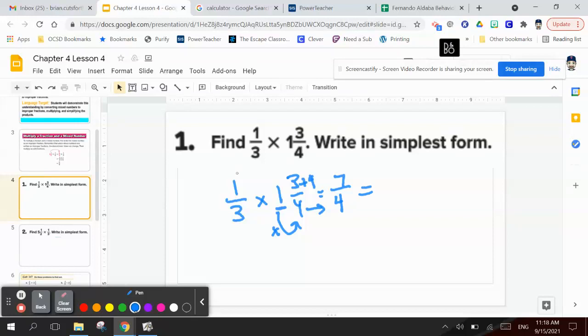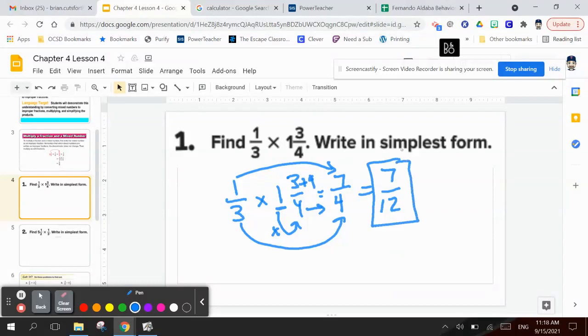So now I can multiply. 1 times 7 is 7. 3 times 4 is 12. And 7 is a prime number. It only has factors of 1 and itself. So this fraction is in simplest form.